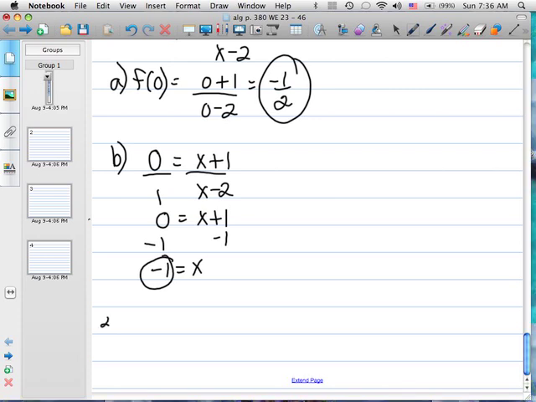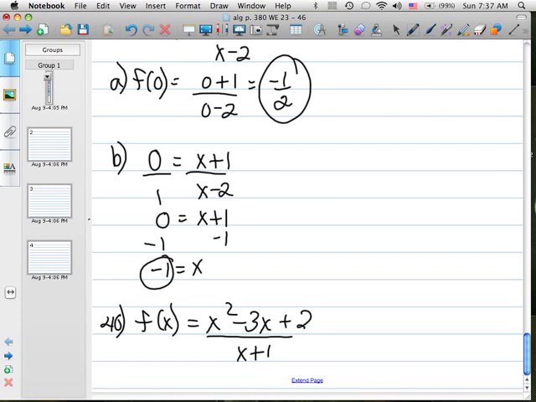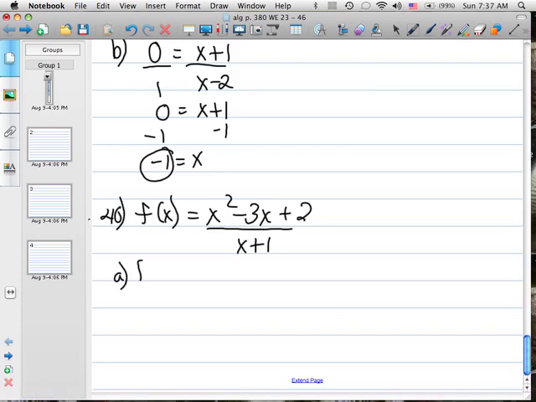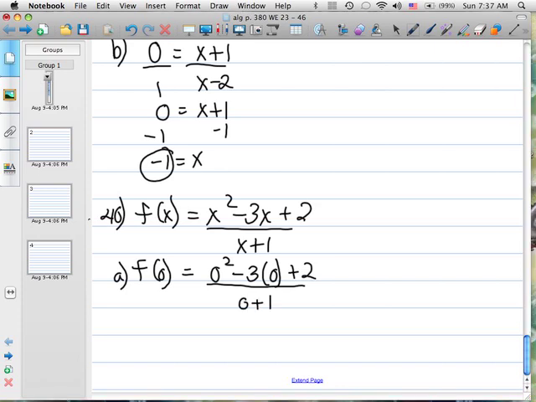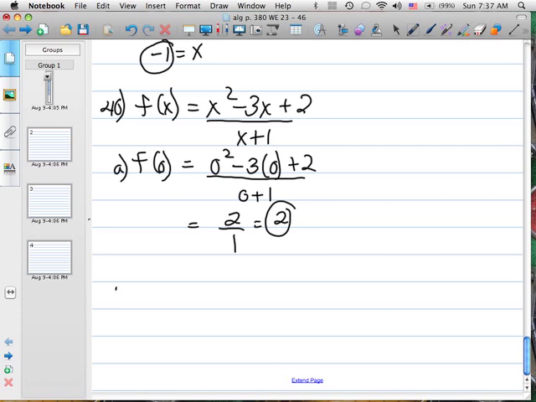Problem number 40. We have f of x equals x squared minus 3x plus 2 divided by x plus 1. First step, evaluate the function at 0. So we get 0 squared minus 3 times 0 plus 2 over 0 plus 1. This is 0, so we end up with 2 over 1, which is 2. And then part B, set the function equal to 0.